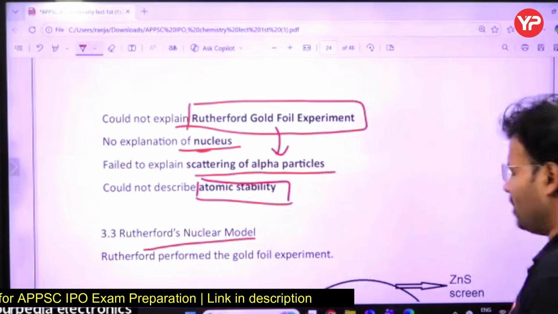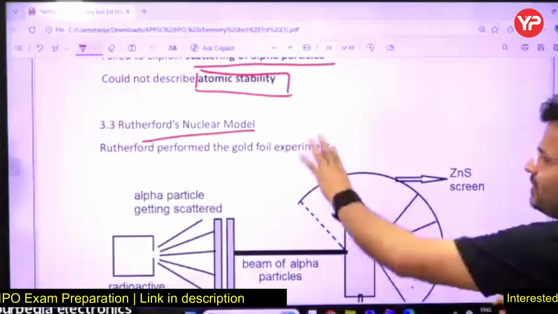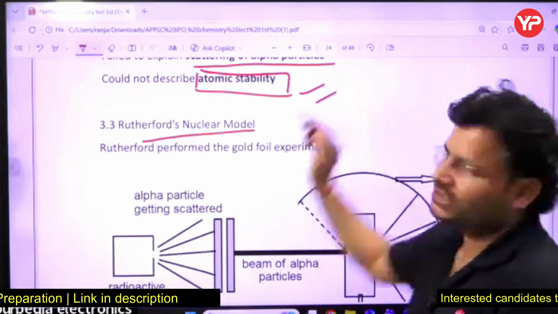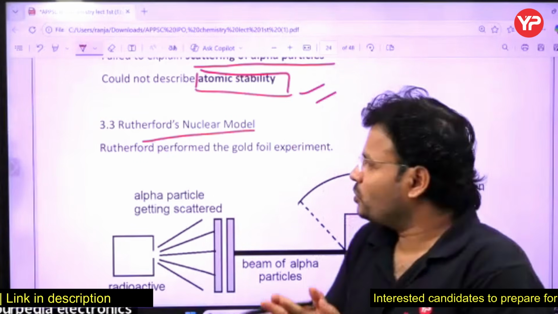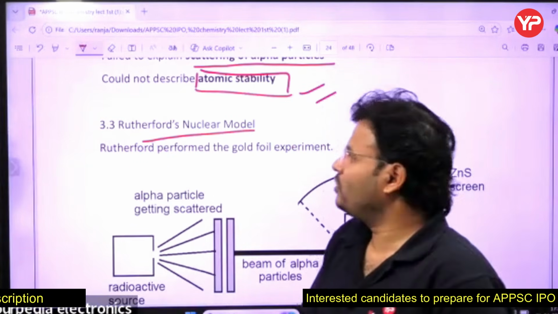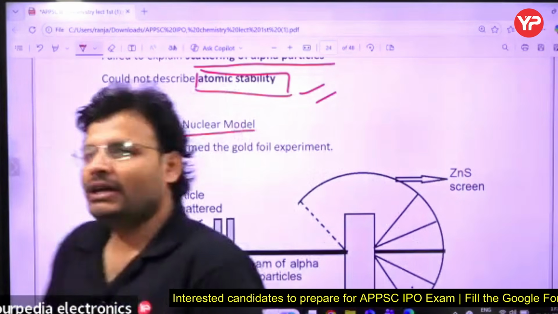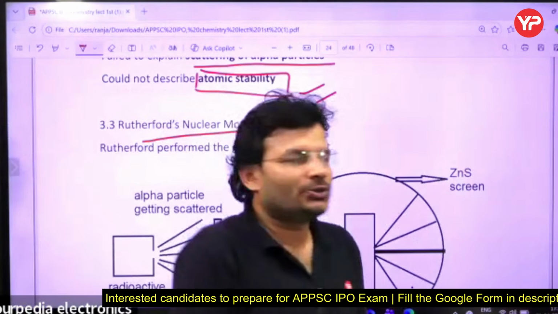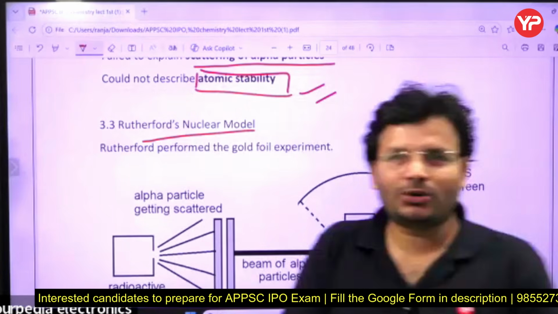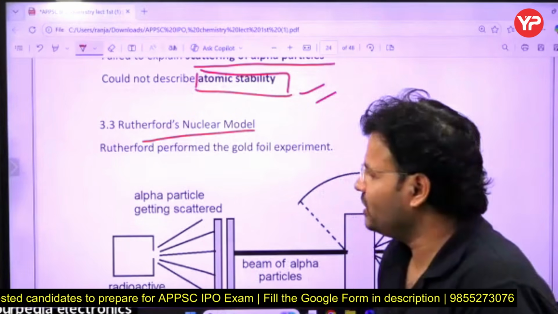In the last class we discussed all that, and I just recalled it. From today onwards I will start the Rutherford nuclear model, which is important, and whose contribution to atomic theory is really good. After that we will also talk about the wave nature in today's session.